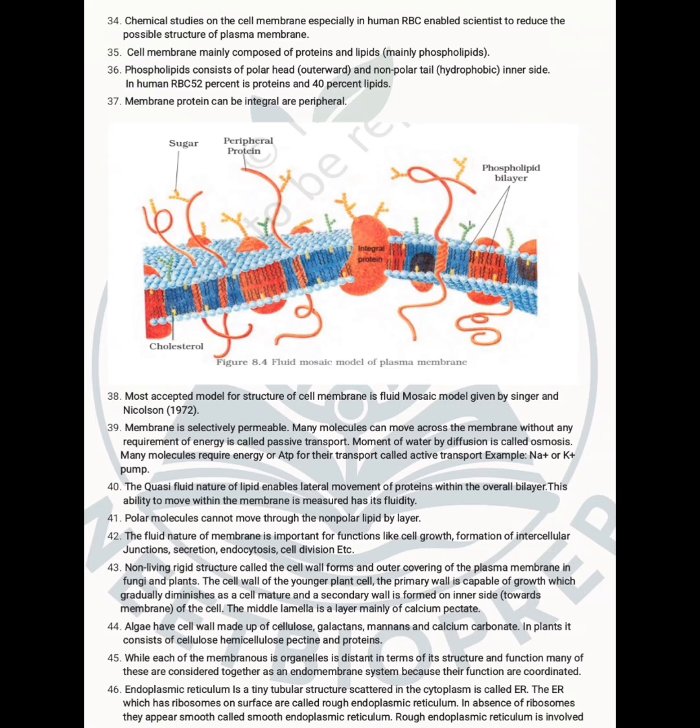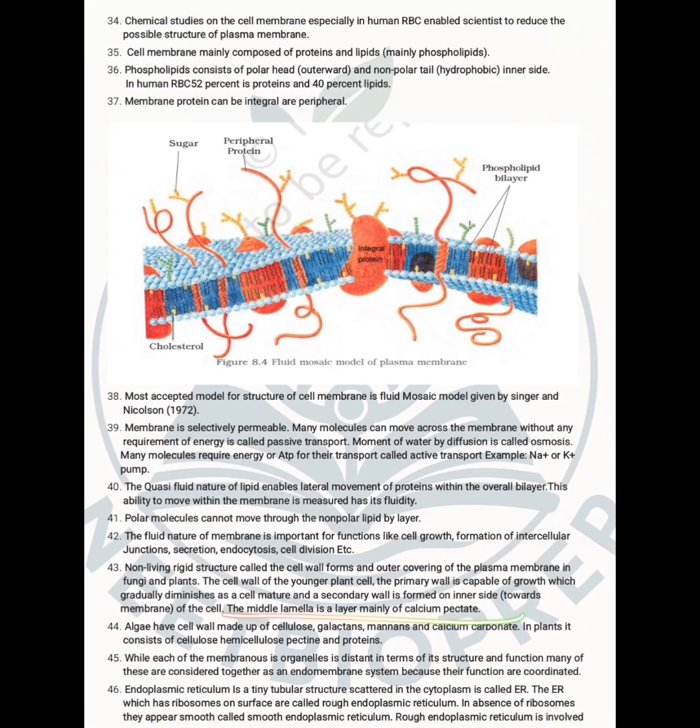A non-living rigid structure known as the cell wall forms the outer covering of the plasma membrane. It is present in fungi and plants. In the cell wall of a younger plant cell, the primary wall is capable of growth, which gradually diminishes as the cell matures, and the secondary wall is formed inwards towards the membrane of the cell.